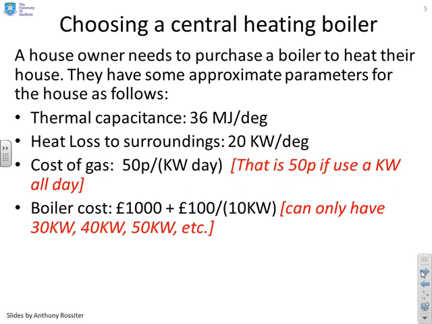So here's the problem. You need to choose a central heating boiler. So the house owner wants to purchase a boiler to heat the house, and they've got some approximate parameters for the house. For example, they think the capacitance of the house is about 36 megajoules per degree, the heat loss to the surroundings, 20 kilowatts per degree, the cost of gas, 50p per kilowatt day, so that's if they use a kilowatt for a whole day, it'll cost them 50p, and the cost of a boiler is £1,000 up front, plus an extra £100 for every extra 10 kilowatts of power that the boiler delivers, and you can have this in multiples of 10 kilowatts.